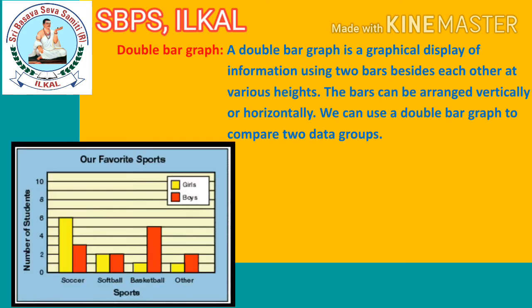Observe this bar graph, children. It is called a double bar graph. Our favorite sports. Number of students on the y-axis, sports on the x-axis. Yellow color represents number of girls and red color represents number of boys. Here 4 games we considered: soccer, softball, basketball and other games. It is clearly visible how many students like which game. It is called a double bar graph.